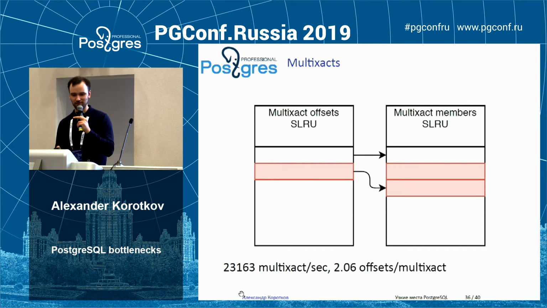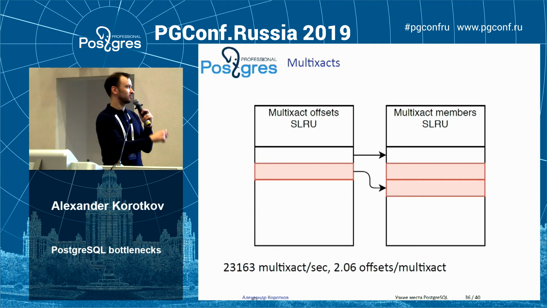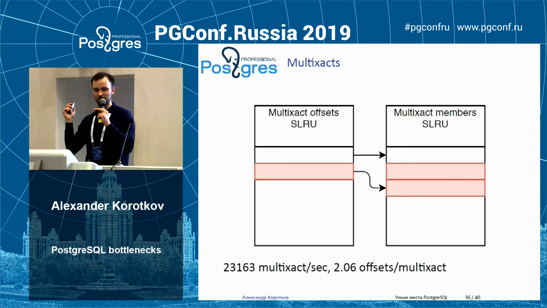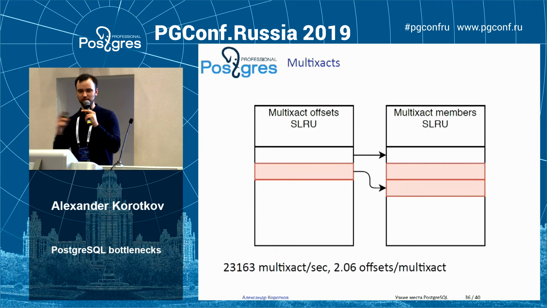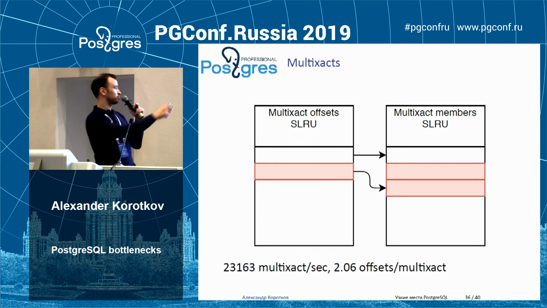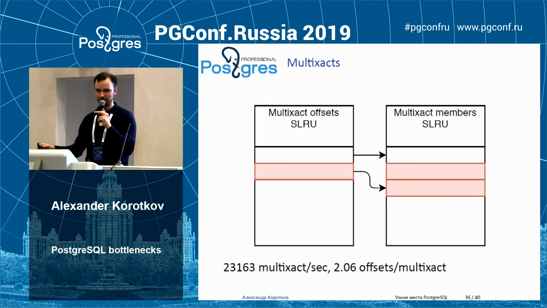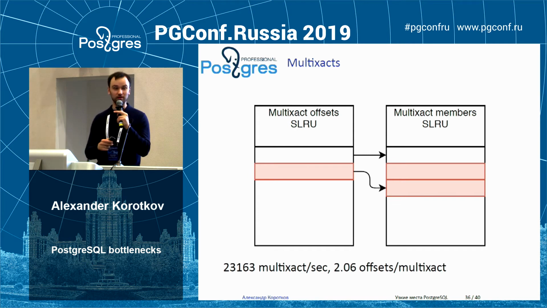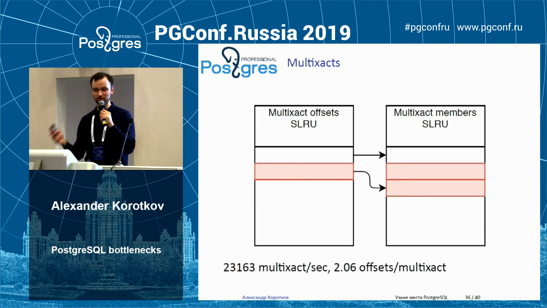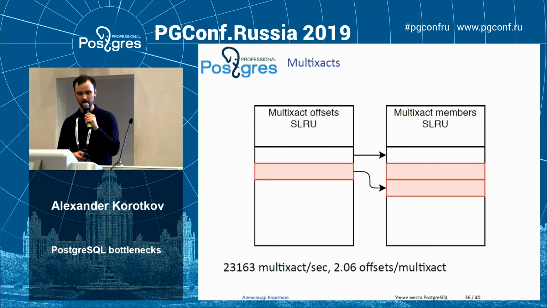It is implemented in a very primitive way. There is a separate structure with offsets, and yet another with the members. Two transactions locked one row. We just take the members and add the two IDs. Then we go to offsets and add a link to where we stopped writing members. And there is no unique ID verification. Every time we just add new records there.